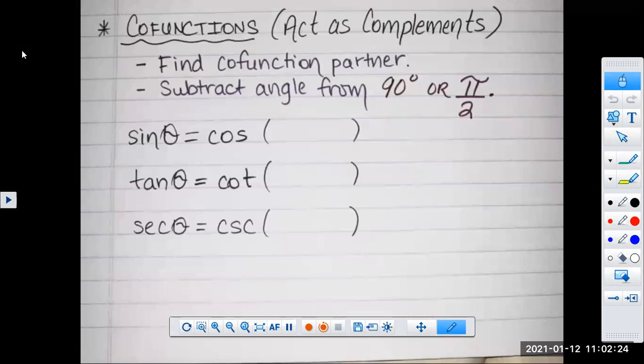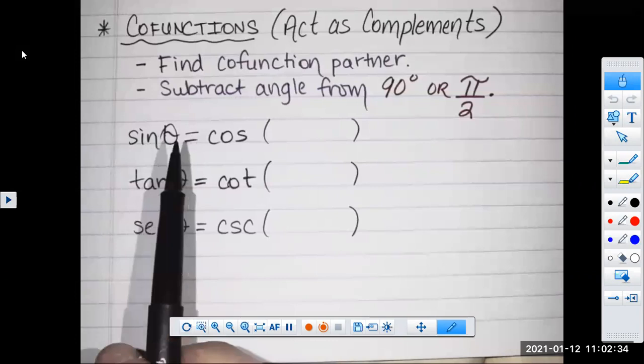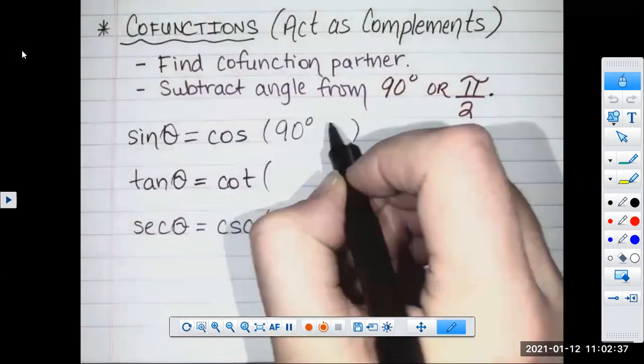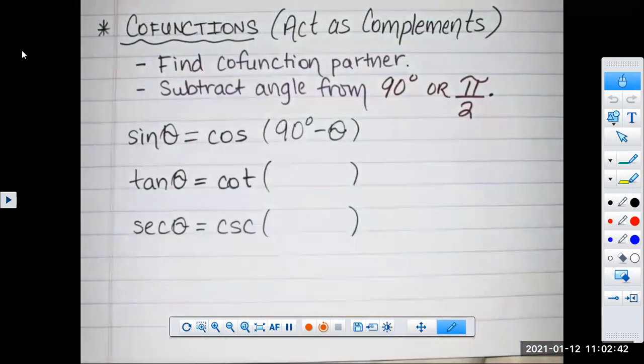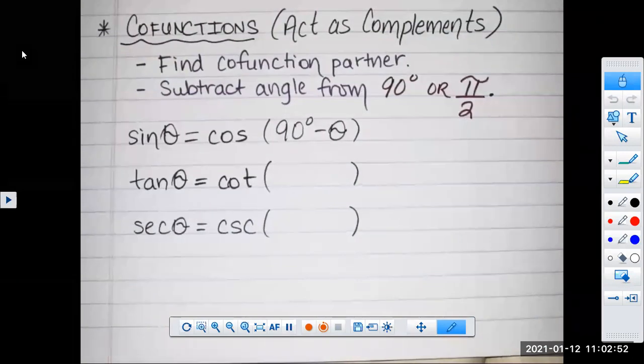So let's say you're given the sine of 30 degrees, and they ask you to find its cofunction value. So sine of 30 degrees, cofunction value, you would subtract 30 degrees from 90 and say cosine of 60. So sine of 30 degrees, its cofunction value would be cosine of 60 degrees. But if you go back and look at your 30, 60, 90 right triangle, you'll see that sine of 30 degrees is 1/2, and the cosine of 60 degrees is also 1/2.